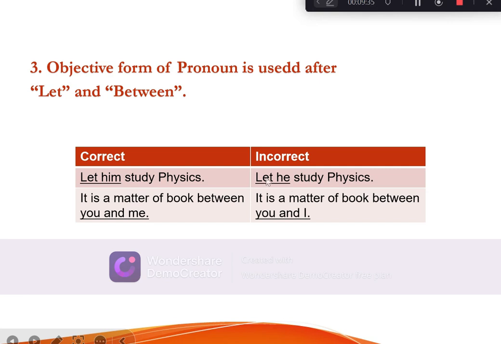Look at this structure of the sentence which is incorrect. "Let he study physics." Using he with let would be the incorrect structure of sentence, because he is not the objective case. "It is a matter of book between you and me" would be the correct structure, because between is used in the sentence, therefore we need to use objective form of pronoun. You remains same for subjective as well as objective form. "Matter of book between you and I" is a subjective form used with between, therefore this structure of sentence is incorrect.